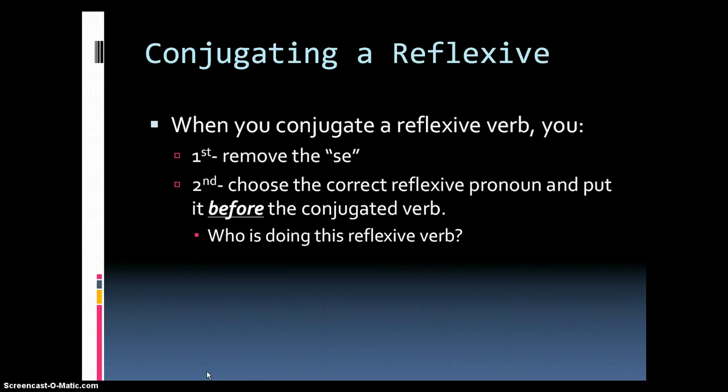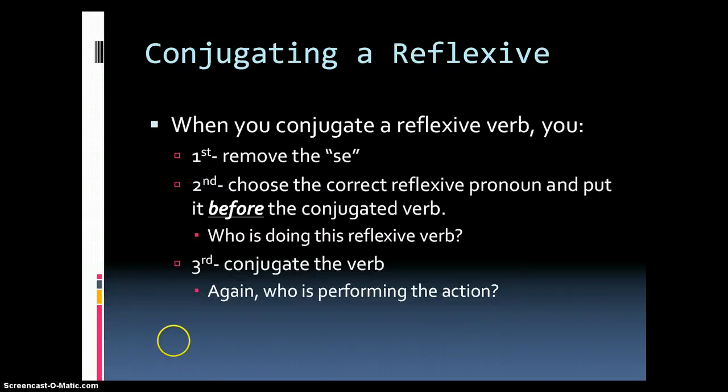Then I'm going to just conjugate the verb like I would always do. So that's the second part here. Choose the correct reflexive pronoun, and I did that before the verb. And then I want to know who is doing it. So I'm going to conjugate the verb. Who is performing the action?